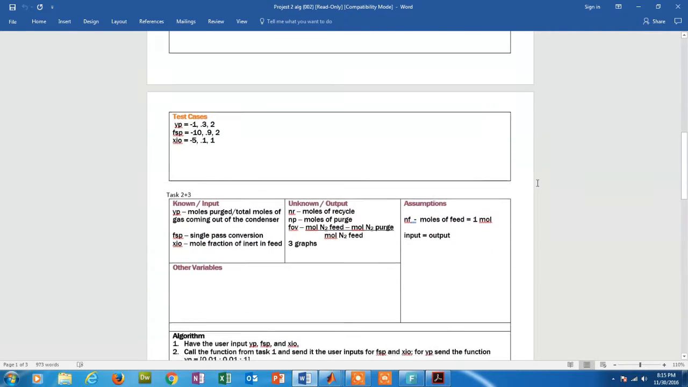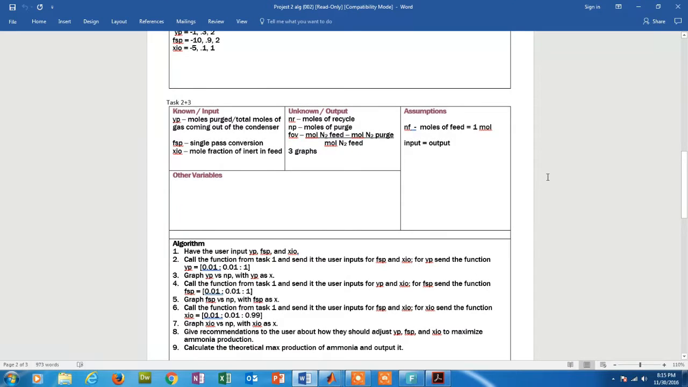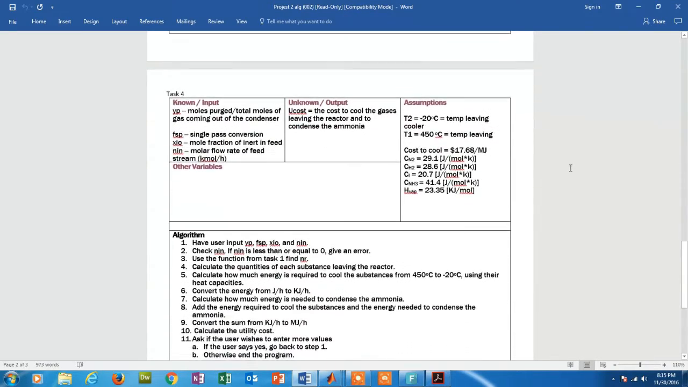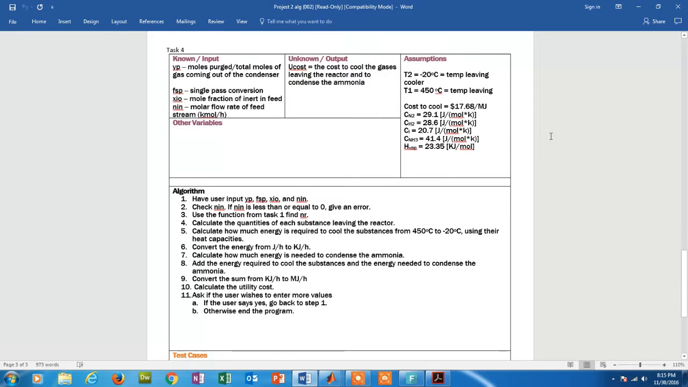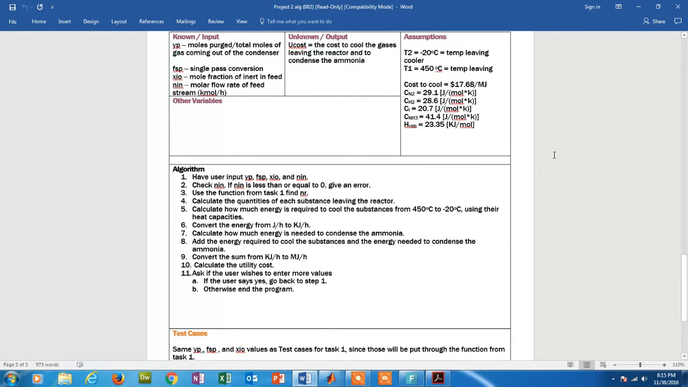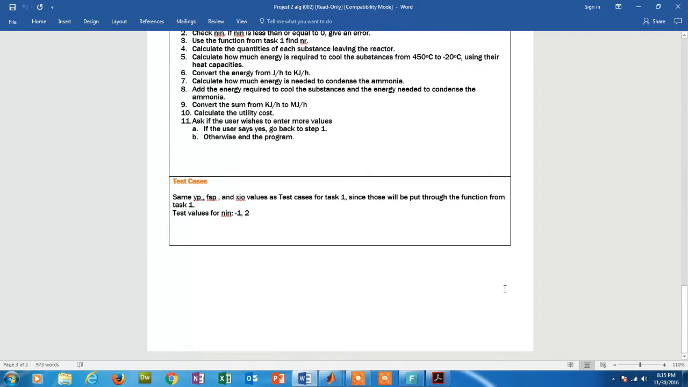Tasks 2 through 3: task 2 is graphing the system, and task 3 is analyzing the system to see how to make it better and/or maximize its output. From that, we go to task 4, in which we find the costs of the entire cooling down system.